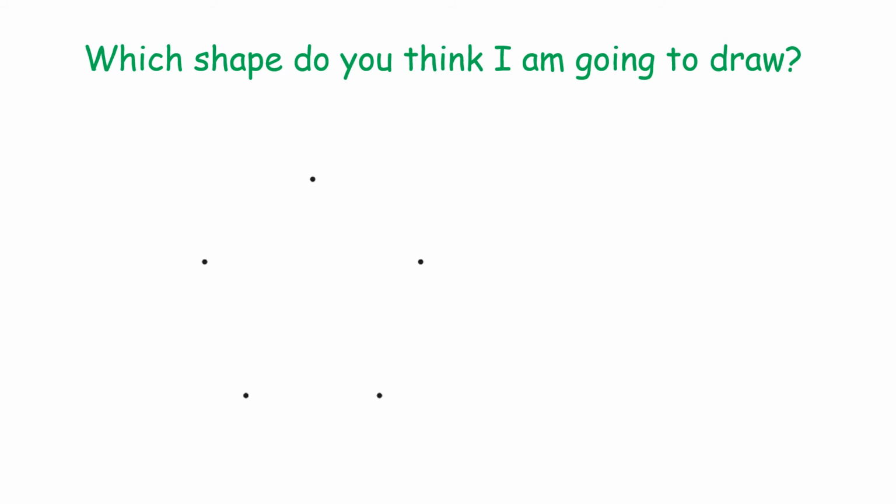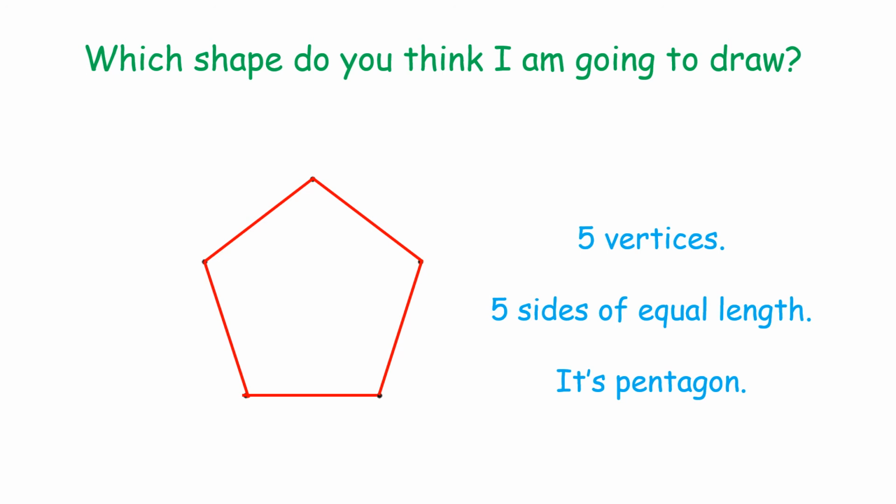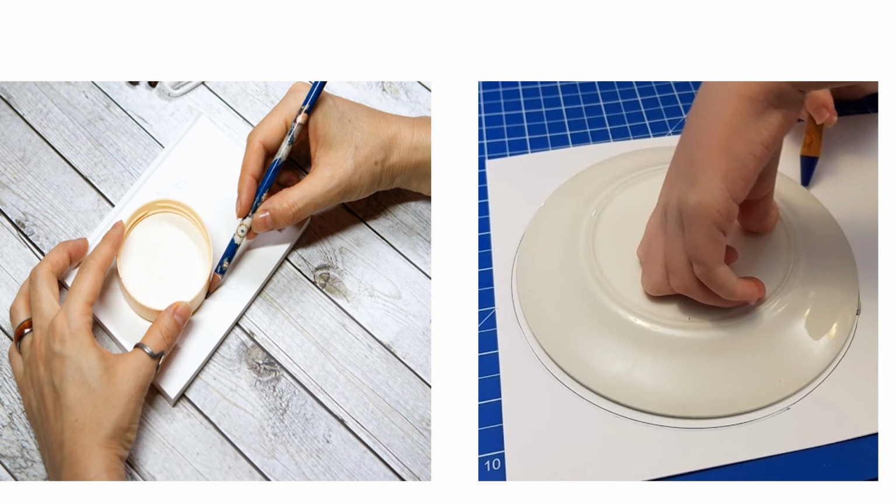What about this shape? Have a look at the vertices to help you. It's got 1, 2, 3, 4, 5 vertices. 1 side, 2 sides, 3 sides, 4 sides, 5 sides. 5 vertices, 5 sides of equal length. It's a pentagon. Now those are helpful tips for if we're drawing shapes that have straight sides.